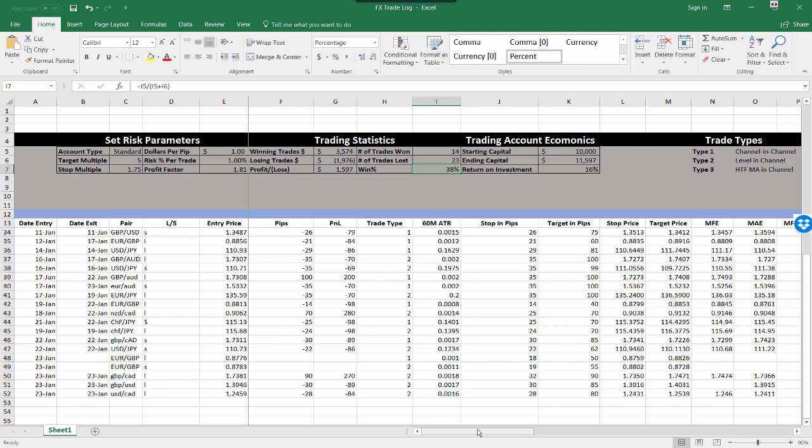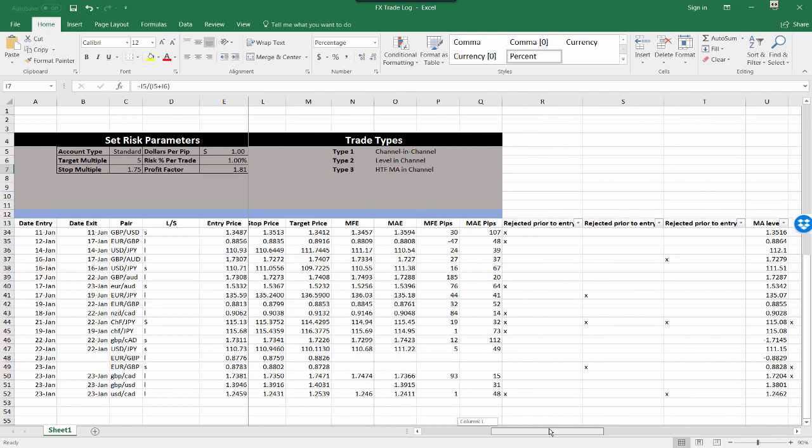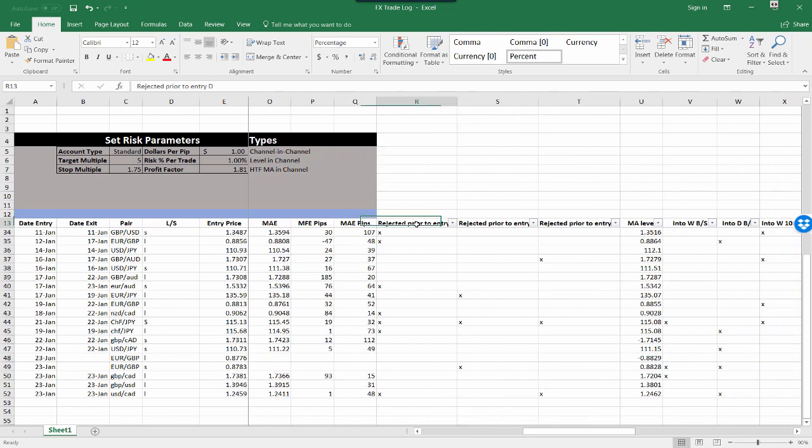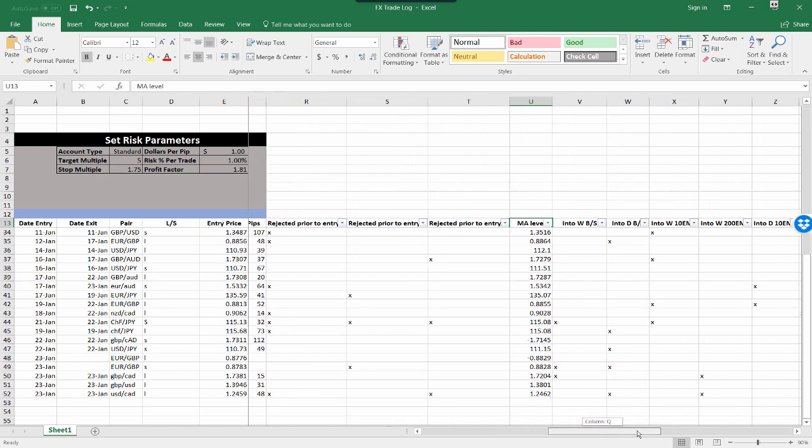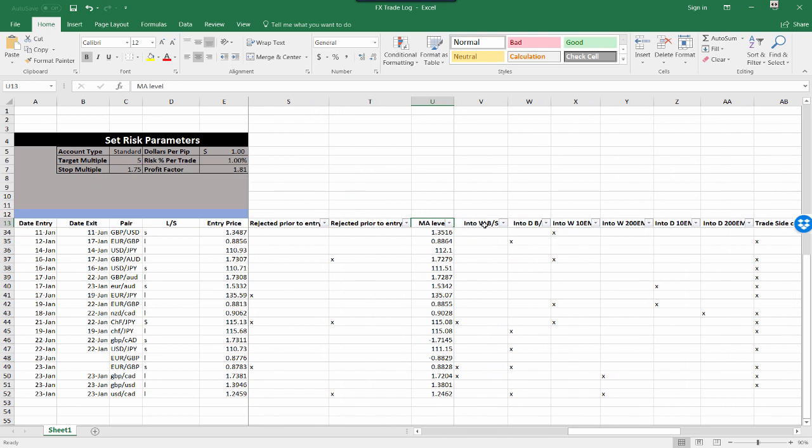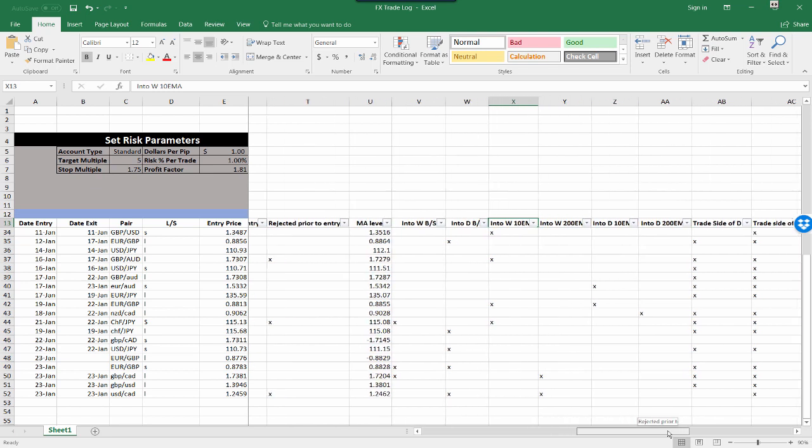Okay, let's go take a look at some of the filters that I'm just testing. So this one right here just says that price gets rejected off of a level or a moving average prior to entry on the daily, on the hourly, on the weekly. I'm measuring the moving average because I want to see if price maybe is overextended, if the trades are hard to take. Am I trading into a weekly buy-sell zone, a daily? Am I trading into the weekly moving average, 10 period, 200 period, same with a daily, 10 period, 200 period?